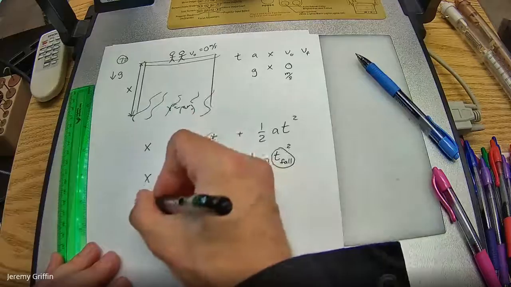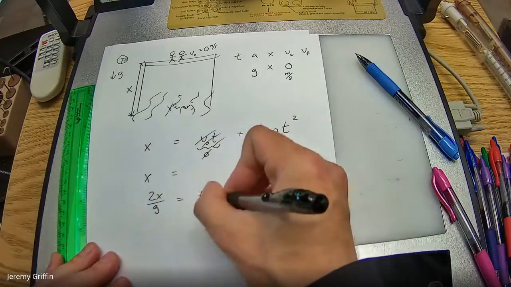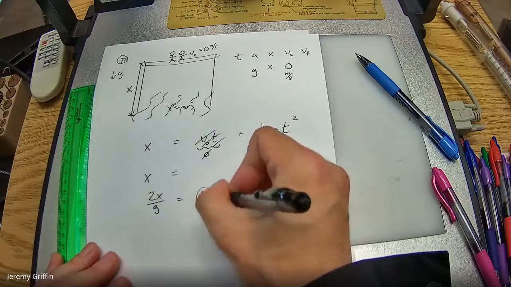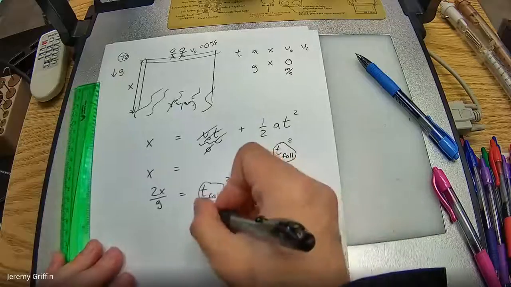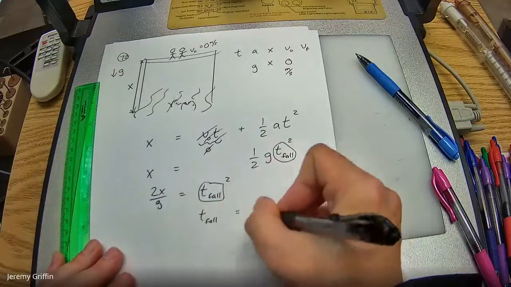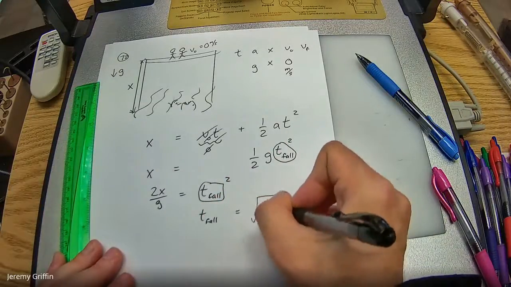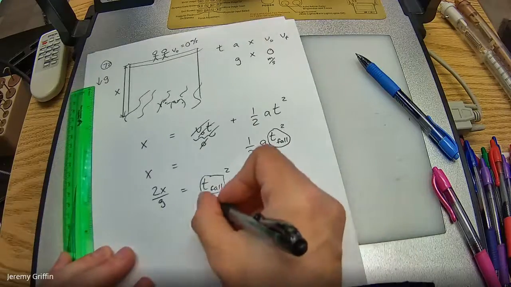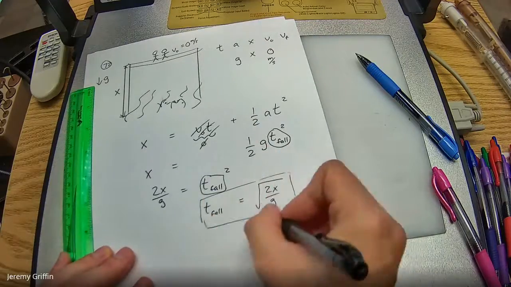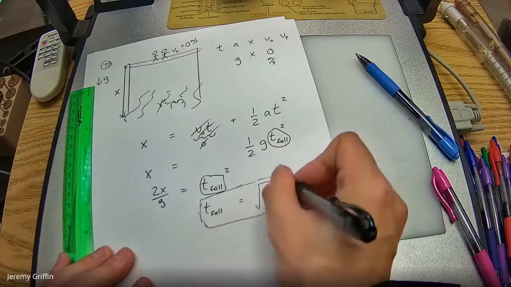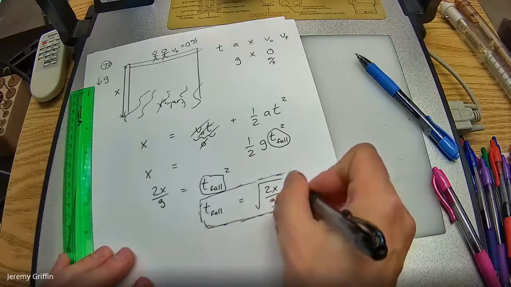Maybe 2x over g is t fall squared. Square root both sides. T fall is the square root of 2x over g. Okay, is that what you guys got? Now that's not the final answer yet, but that's an important part. Maybe we should dash that. That's part of the answer.